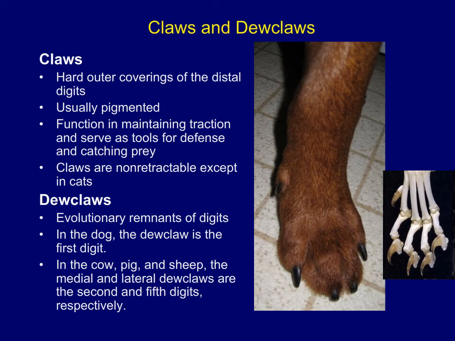Now, you might see on a dog something called a dew claw. The dew claw here is found on the inside of the leg, and it's the evolutionary remnant of the first digit, that is, the thumb. Now, cows and pigs also have dew claws of a sort. These are found on the medial and lateral sides of the leg and are thought to be vestiges of the second and fifth digits, respectively.